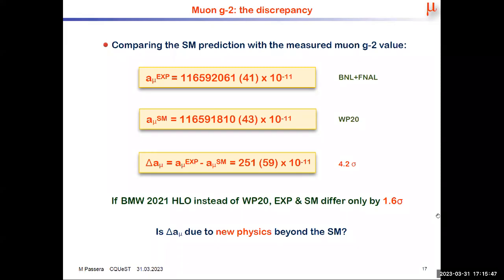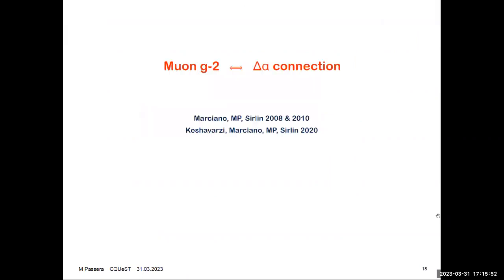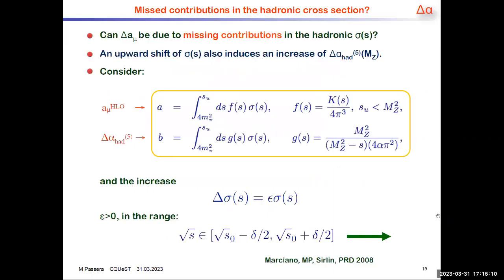Instead of moving to a new area, which is how we can explain the discrepancy, I would like to tell you another point which I found interesting over time. I worked on it a long time ago with Bill Marciano and Alberto Sirlin, and then we redid this analysis in much more detail in 2020. It has to do with a question we asked ourselves: can the discrepancy between theory and experiment be due to some missing part of the hadronic cross-section?